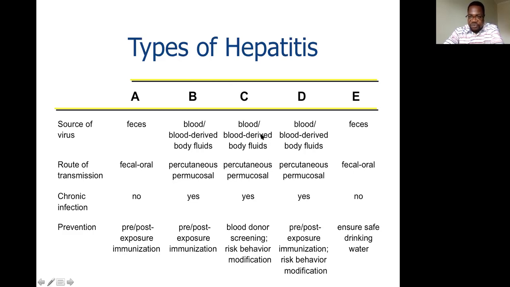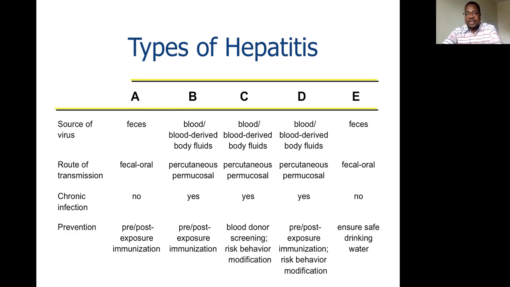Now, when it comes to the development of chronic infections, A and E again don't lead to chronic hepatitis, but we have chronic hepatitis as a result of B, C, and D. They lead to chronic infection. Then when it comes to prevention, we have pre and post-exposure immunization. We have a very good vaccine for hepatitis A. We also have a very good vaccine to prevent hepatitis B.